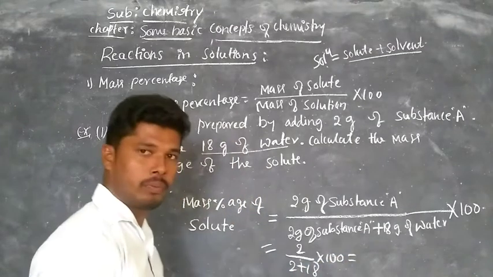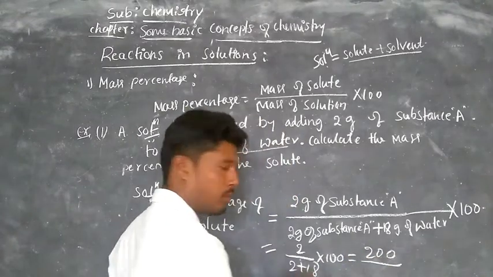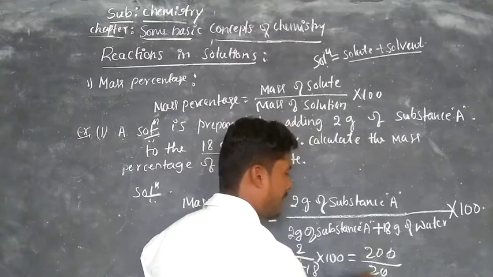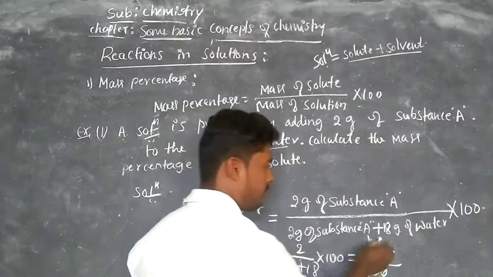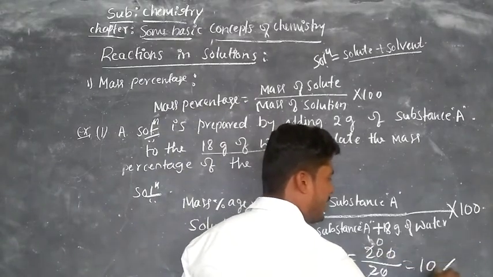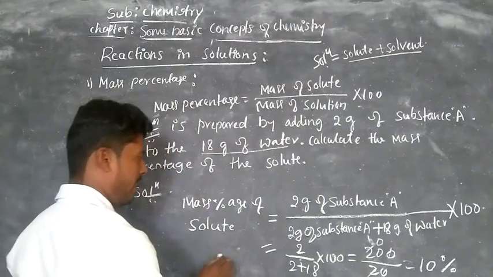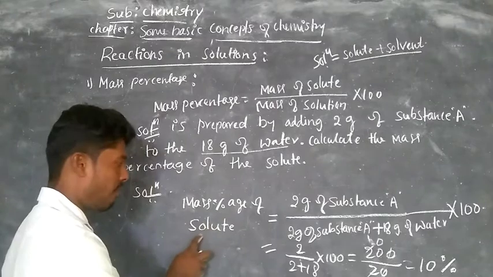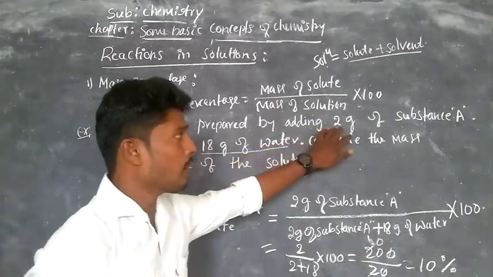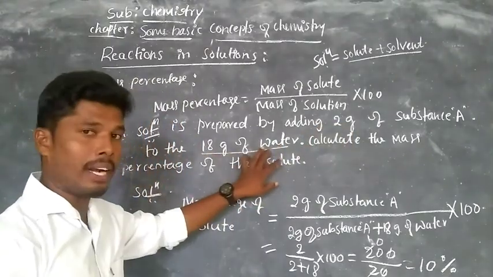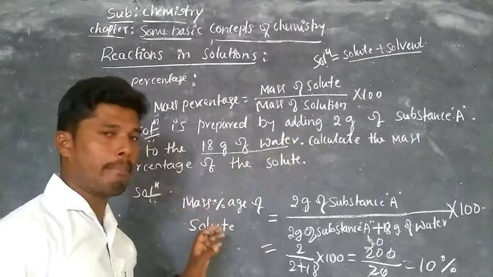That is equal to 2 into 100, 200, divided by 18 plus 2, 20. So the 2 gets cancelled, and how much do you get? 10. That is the percentage. So 10% of substance A, that is the mass percentage of the solute. It means 2 grams of substance present in 18 grams of water is 10% of the substance A present in 100 ml.